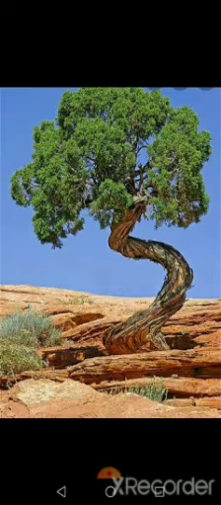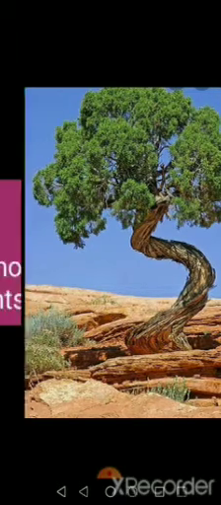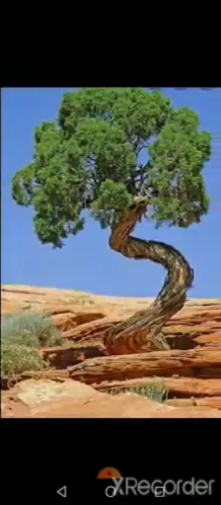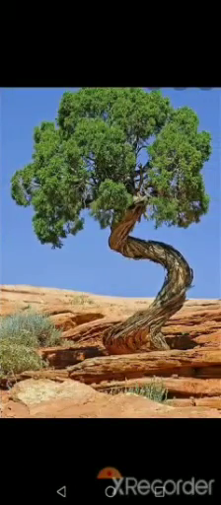Similarly, we have juniper. This plant is called juniper, and there is no flower in this tree, right? So this was about flowering and non-flowering plants. Flowering plants are those which have flowers and non-flowering plants are those which have no flower.